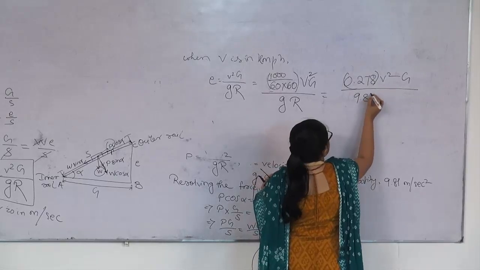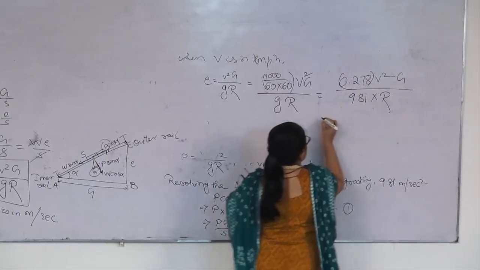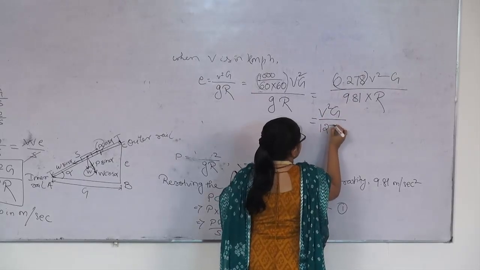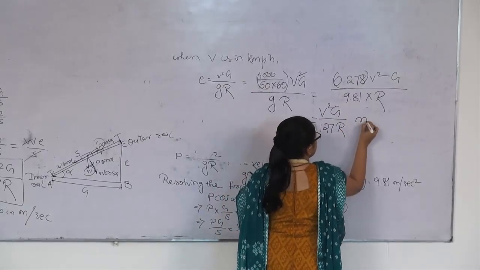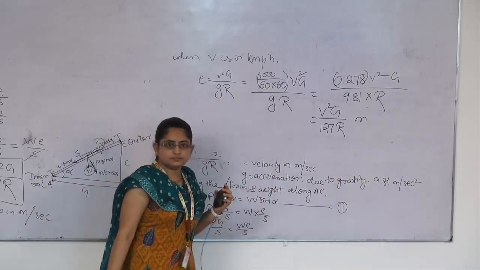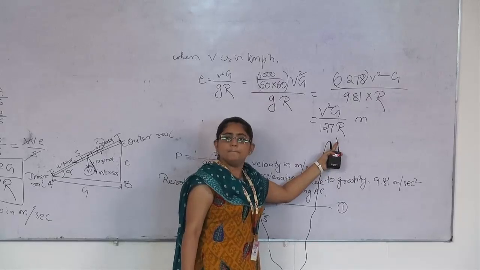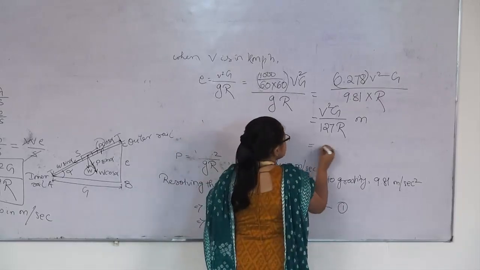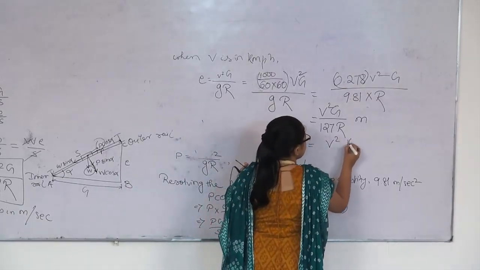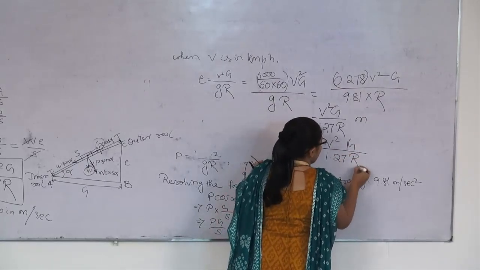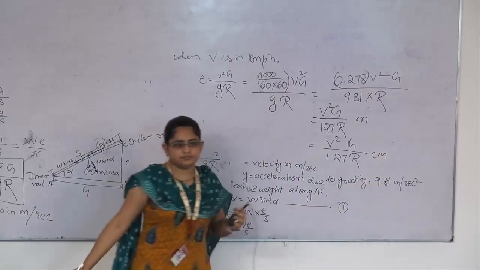GR is how much? So how much you will be getting? V square G by 127 R in meters, where R is in meter. Your R is in meter. So if your R is in centimeter, what is the formula? V square G by 1.27 R cm.